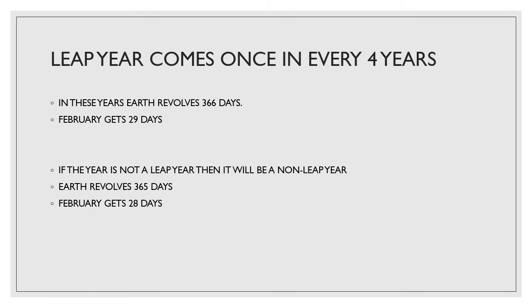So a leap year comes once in every 4 years. In these years, the Earth revolves around the Sun in 366 days. Surprising, right? It actually revolves in 365 days, but in these years it revolves in 366 days. And one day is added to February, so it becomes 29 days. February gets 29 days. If the year is not a leap year, it will be a non-leap year, right? So, in these years, Earth revolves 365 days around the Sun. And now, February gets 28 days in these years.